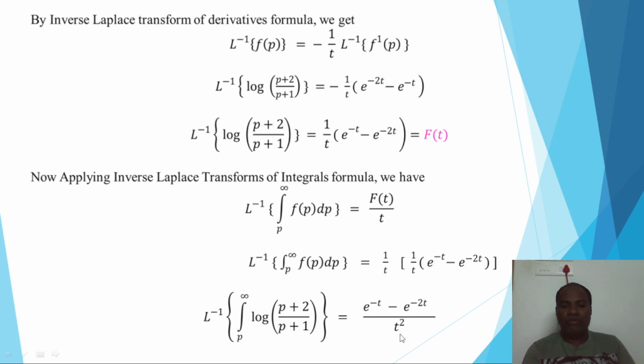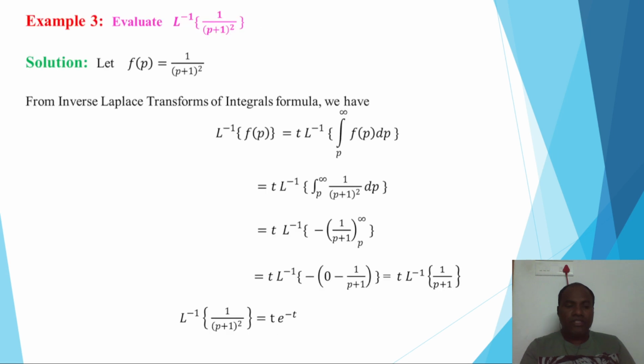1 by t into 1 by t is equal to 1 by t square. You replace f of p by log of (p plus 2) by (p plus 1). Therefore, the final solution is L inverse of integral p to infinity log of (p plus 2) by (p plus 1) dp is equal to (e power minus t minus e power minus 2t) by t square. This is another way of solving the problem. In this way we solve so many different types of problems on inverse Laplace transforms of integrals.